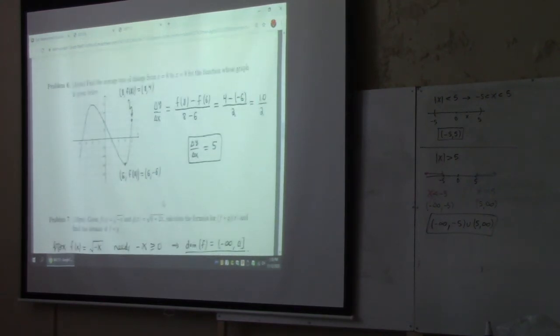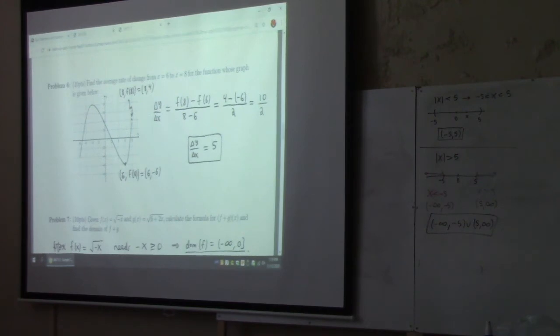Problem 6, calculate the average rate of change. So there we calculate the change in y over the change in x. So, f of 8 minus f of 6 over 8 minus 6. F of 8, looking at the graph, is 4, because when I plug in 8, the output is 4. F of 6 is minus 6, because when I plug in 6, I get out a minus 6. And so change in y over change in x ends up being 10 over 2, otherwise known as 5.